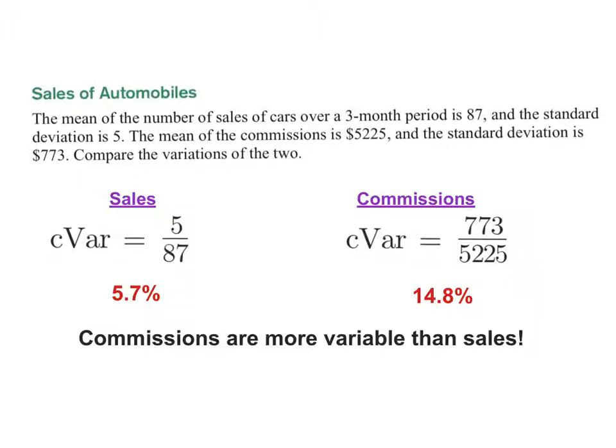If I had all the data for commissions, which I don't, they only gave us the standard deviation and the mean. But if I had a list of all the commissions at this particular dealership, what it would be saying is that the data for commissions would be more spread out than the data for sales. The number of cars sold, those numbers would change, but the numbers for cars sold will be bunched closer together than those of commissions. Okay, that's coefficient of variation.